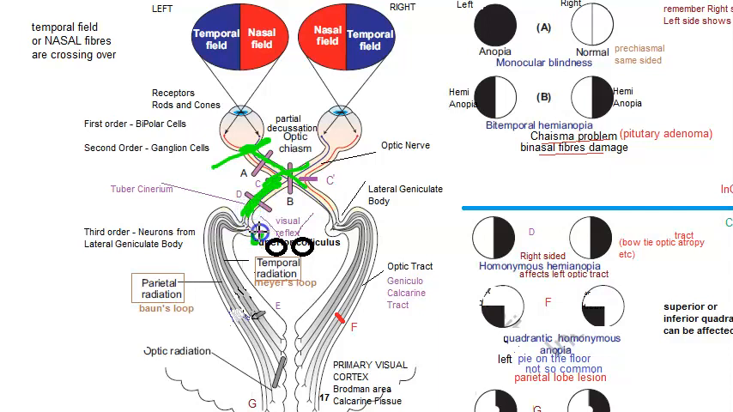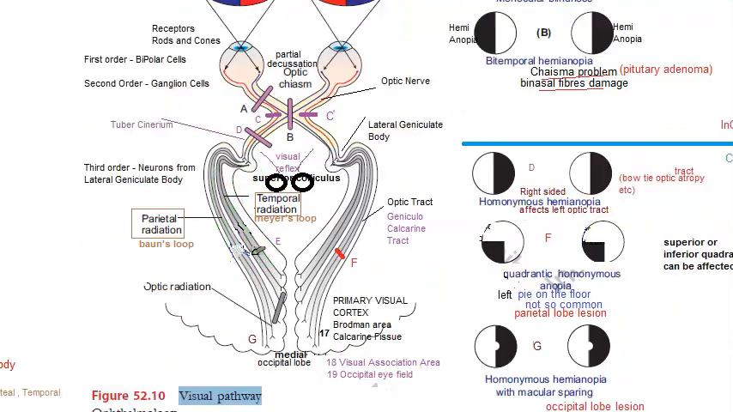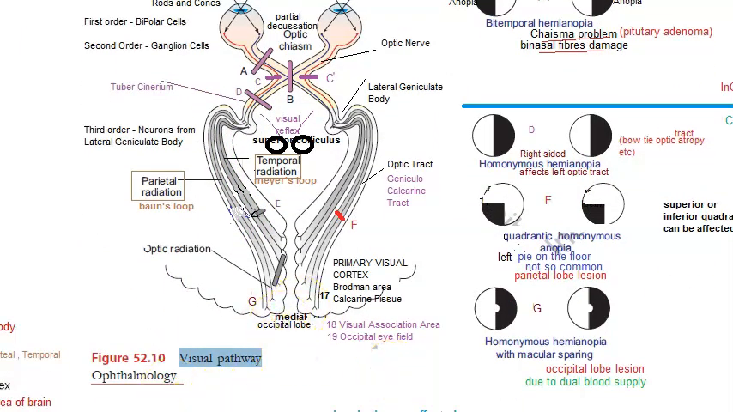Then you have the lateral geniculate body. Then you have the radiations. This is the parietal radiation they are showing, and inside they are showing the temporal radiation or Meyer's loop. And then finally, where is it reaching? It is reaching the medial occipital lobe. Very specifically they have mentioned here, medial occipital lobe. So here they are showing Brodmann area 17 as the primary visual cortex.